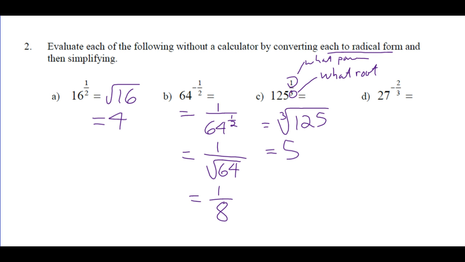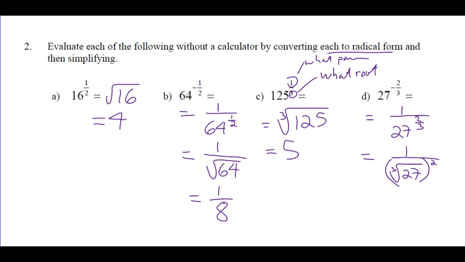Okay. 27 to the negative 2/3 is 1 over 27 to the 2/3. So we need to change a negative power to a positive power. We do that by moving it to the denominator. So it would be the cube root of 27. Now I could put a squared on the 27, but that's a little harder to work out without a calculator.